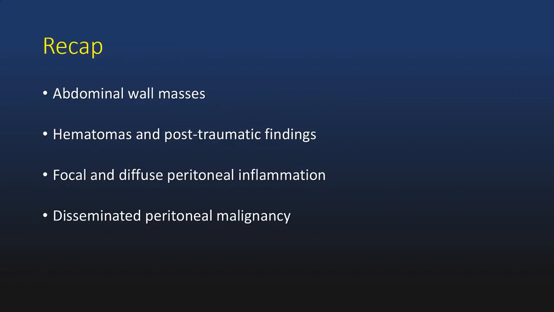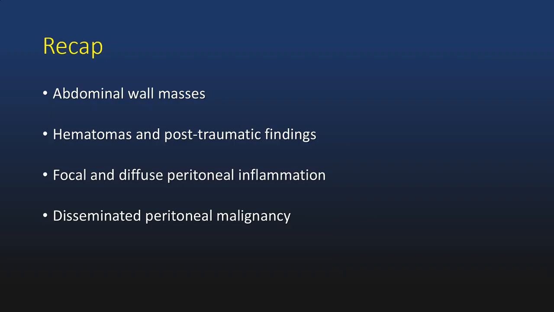So to recap, we talked about abdominal wall masses, not only to look at signal intensity and attenuation, but also to correlate patient history. Is it a patient who's had prior surgery in which we might think about a desmoid tumor or perhaps an endometrioma? Is it a patient with neurofibromatosis? Helpful clues that might allow us to be more specific in our differential.